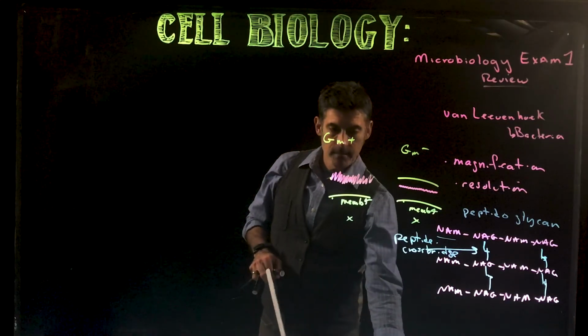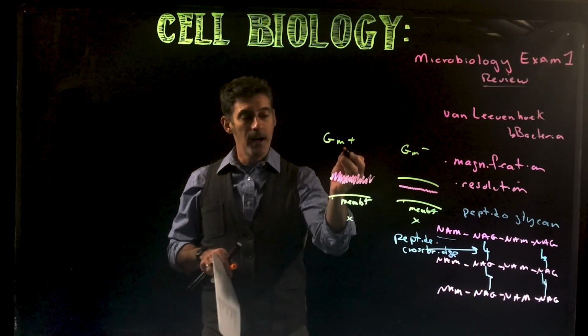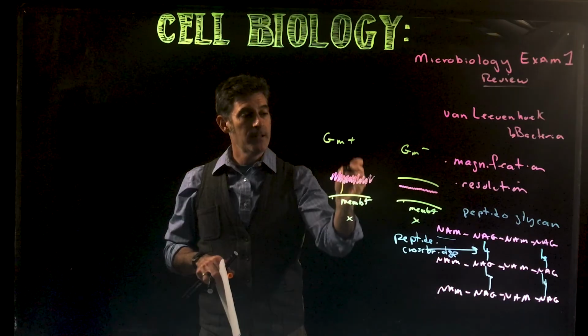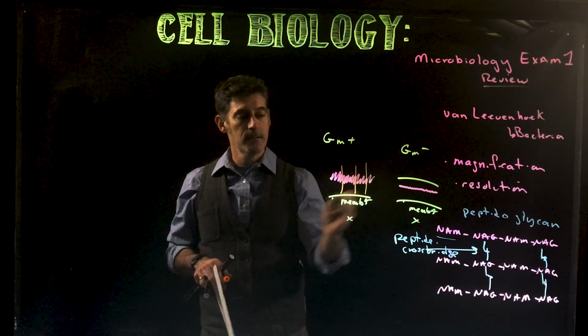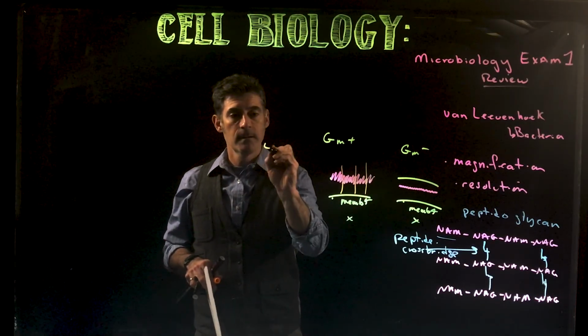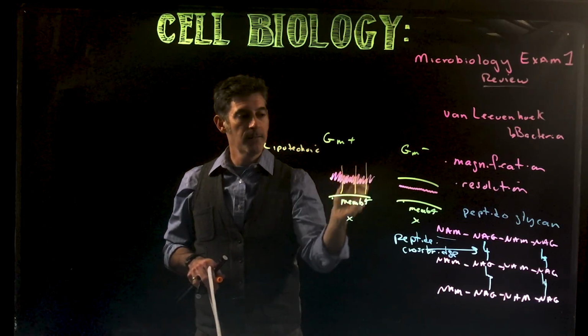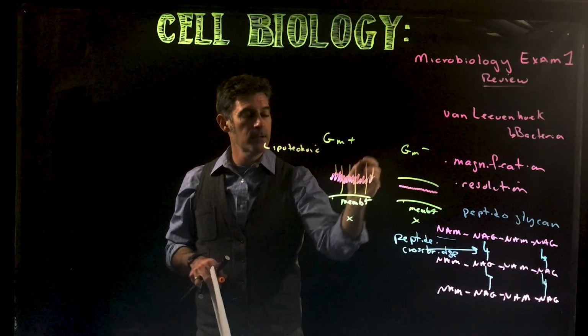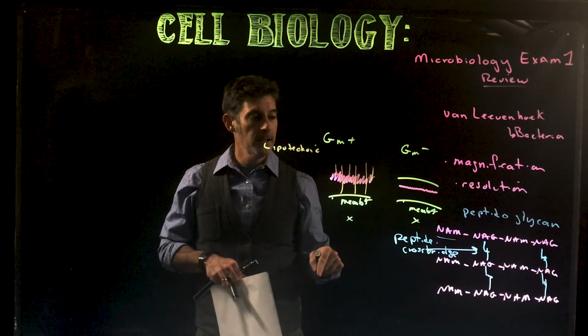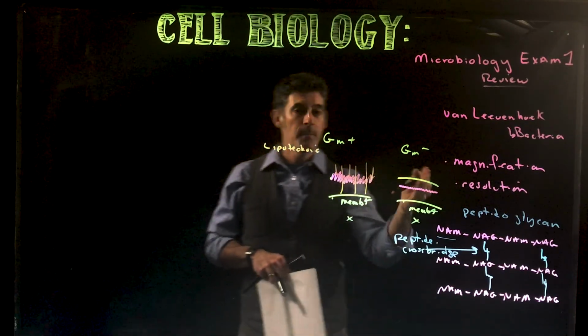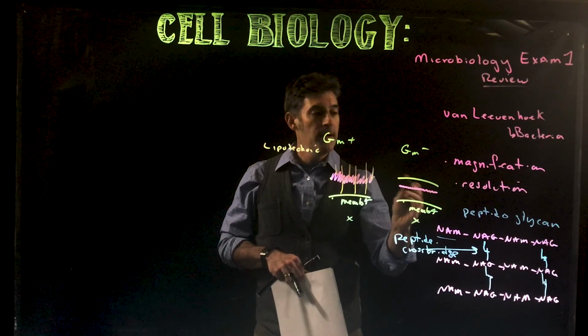Some of the other things then. We have, for the gram-positive bacteria, something unique. They have things called lipoteichoic acids. The lipoteichoic acids are unique for gram-positive. And then they have just plain teichoic acids, which are just embedded in the peptidoglycan layer. They're sticking out. Gram-negative, they don't have those. But they do have something different.